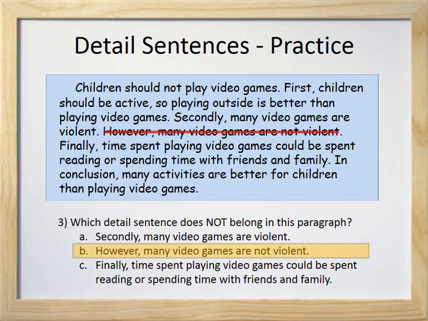How do we know that that sentence doesn't belong? Let's look again at the topic sentence. Children should not play video games. Every detailed sentence in this paragraph should give reasons that the topic sentence is true. So, they should give reasons that children should not play video games. But sentence B actually gives a reason that it might be okay to play video games. So B doesn't belong. Sentences A and C do give us reasons that children should not play video games. So those sentences do belong in the paragraph.